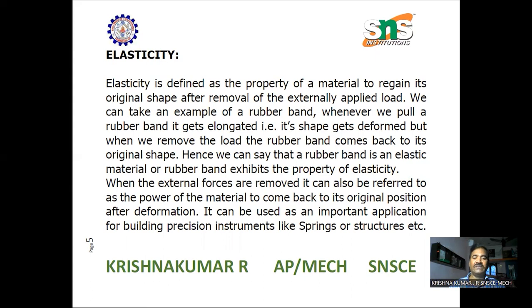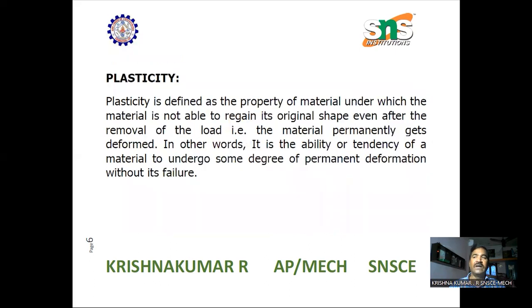When the external forces are removed, it can also be referred to as the power of material to come back to its original position after deformation. It can be used as an important application of building precision instruments like springs or structures, etc.